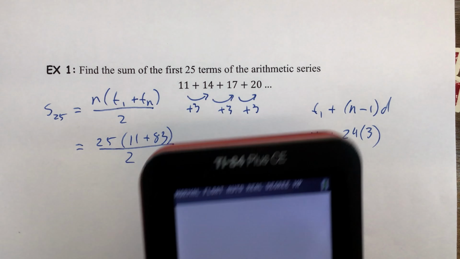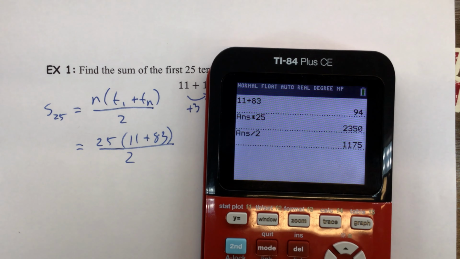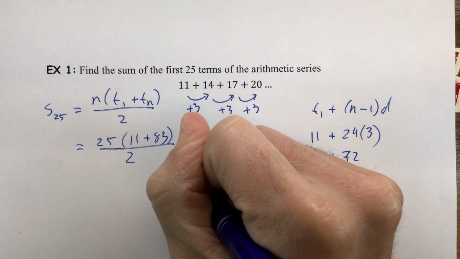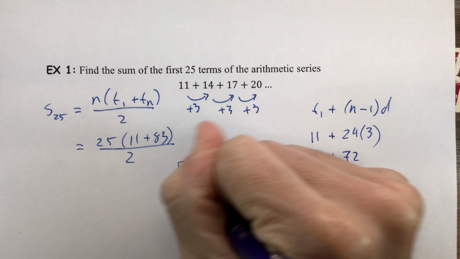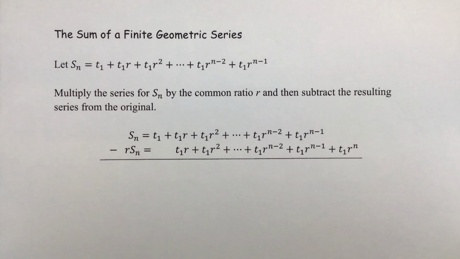All right, so with a calculator, we can go ahead and add 11 and 83, which gives us 94. We can multiply that by 25, divided by 2, and the sum of the first 25 terms of this arithmetic series is going to be 1175.